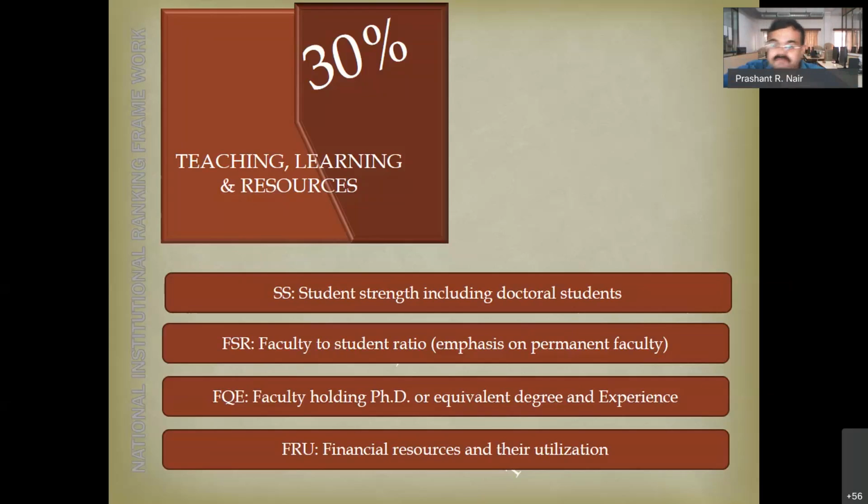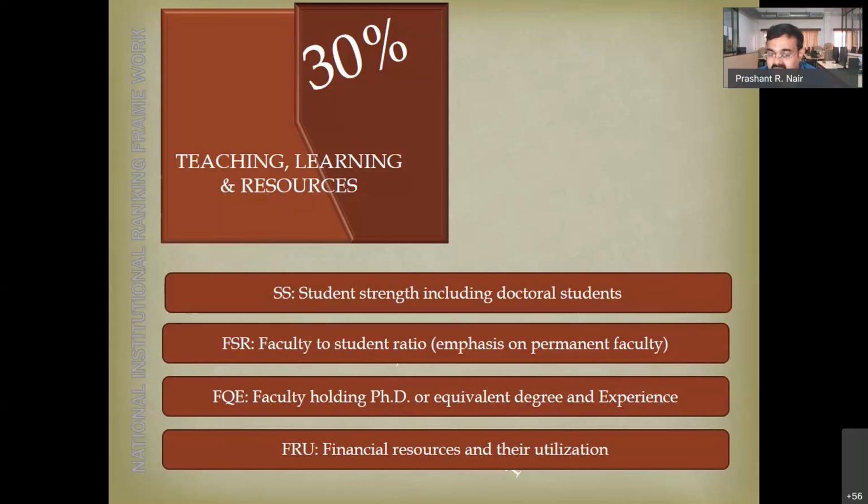Yeah, excuse me. So student strength definitely focuses on post-graduation, and so definitely some institutions will have an edge over the others. There may be some institutions with so many undergraduate programs and a smaller number of PG and PhD, and definitely they'll get hit over here.